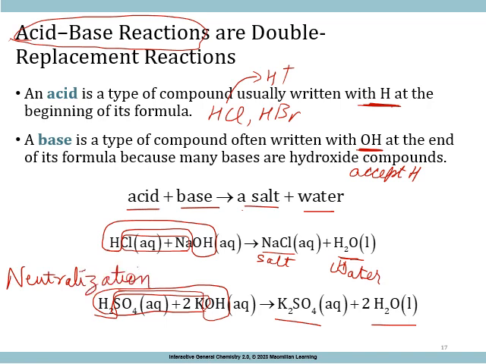Neutralization reaction is another name for acid-base reaction. Why? Because here you're neutralizing the acid by adding base. So this was an acid before. Now what you have in the product is basically water. There's no acid left. So what did you do to this acid? You neutralize the acid into water by reacting it with the base. That is why this is also called a neutralization reaction.